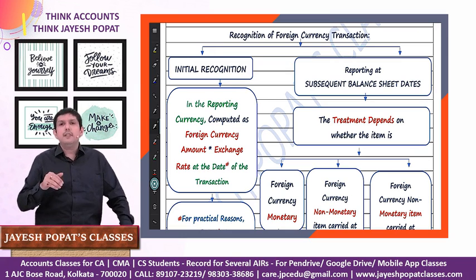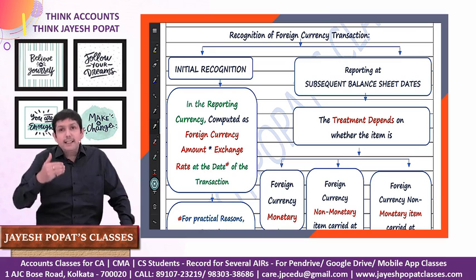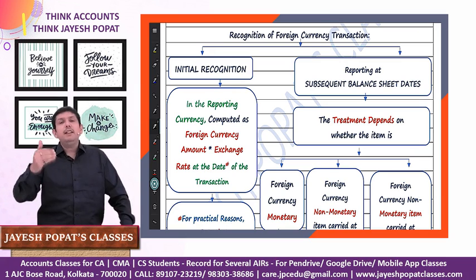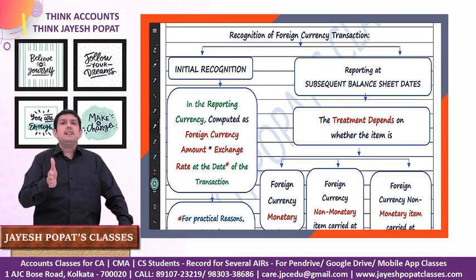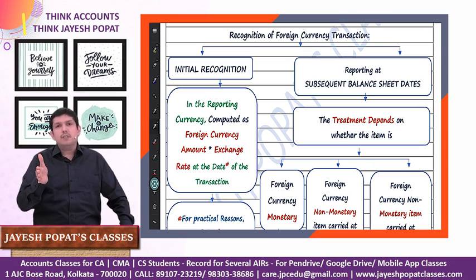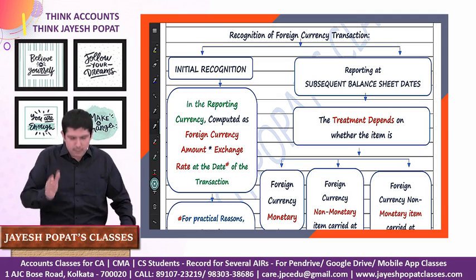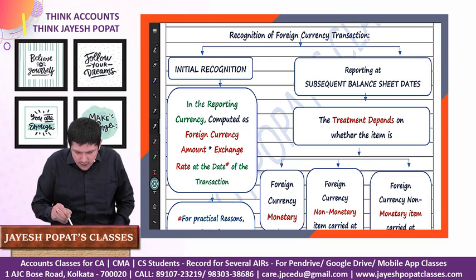This is normally done on the date of the transaction, and then till the time the transaction is settled, we need to restate this transaction at each balance sheet date. So how will this restatement of foreign currency transactions be done in our financial statements? First we'll talk about initial recognition.